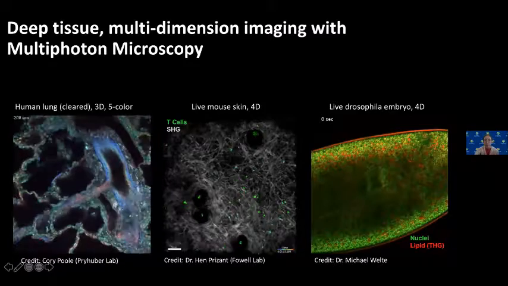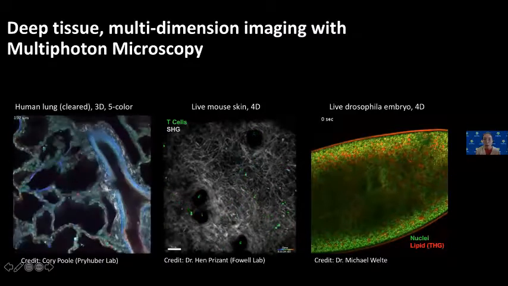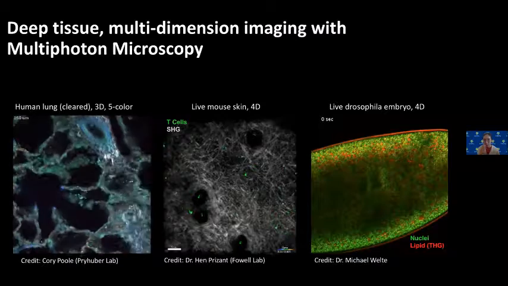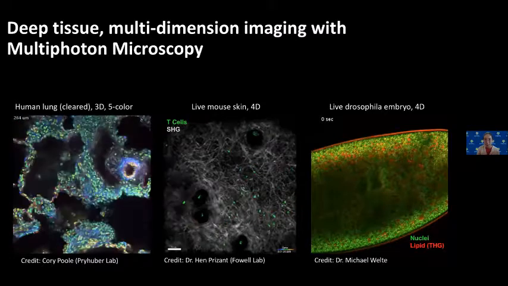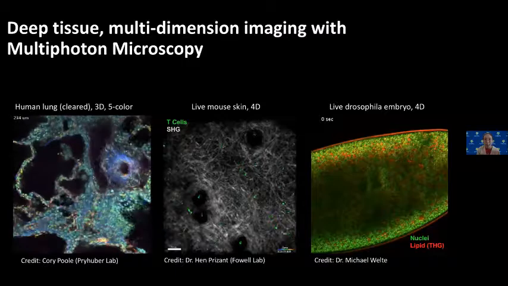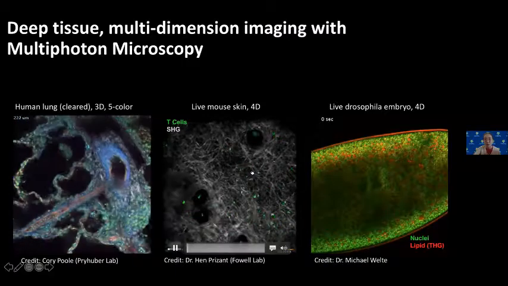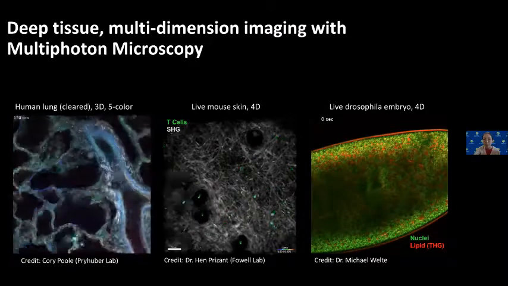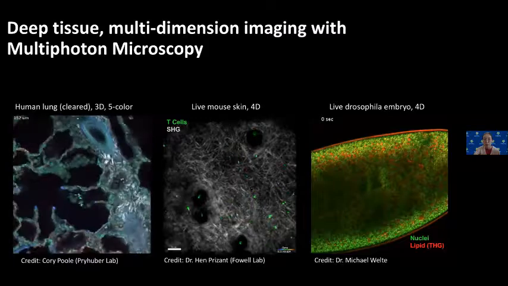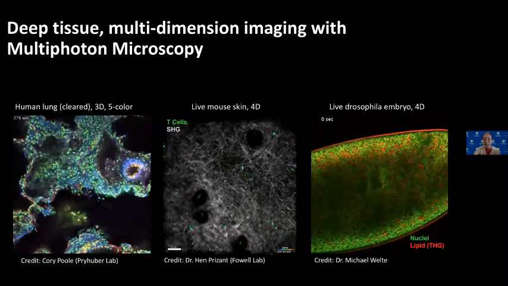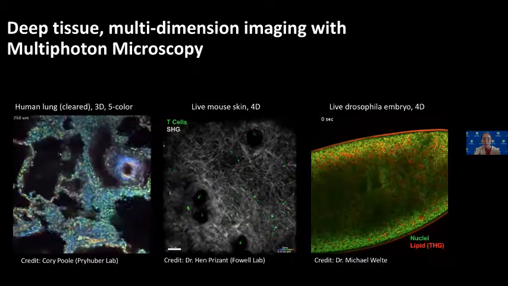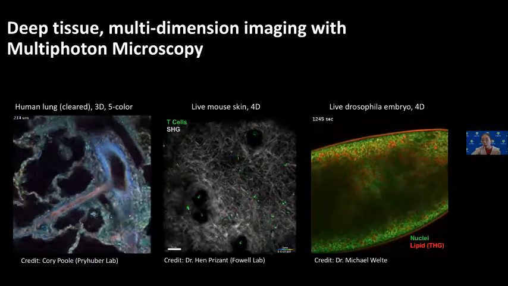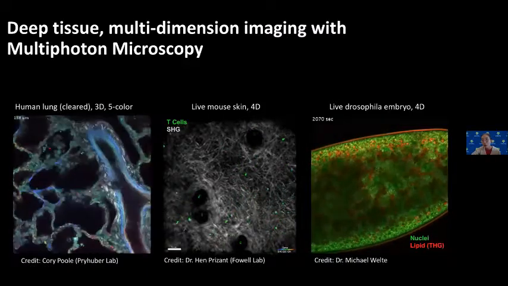The second example is a live mouse skin image. This is a 4D image, where my user collected a 3D image repetitively to form a time lapse. What you can see moving inside the tissue are fluorescently labeled T cells, which are a kind of immune cell. That group is specifically interested in how, under a disease model, the immune cell dynamics change and how the interactions with tissue change. The last example is another live sample, which is a fruit fly embryo image.